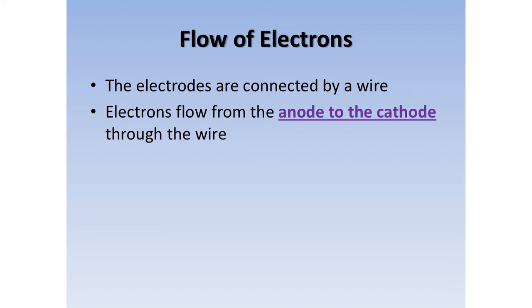All right, one other thing before we get to our example, the electrons flow through a wire. Electricity flows through wires, so that should be easy to remember. And the electrons flow from the anode to the cathode. So they go through alphabetical order from the anode over to the cathode.